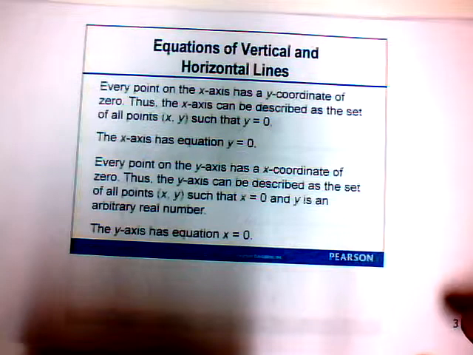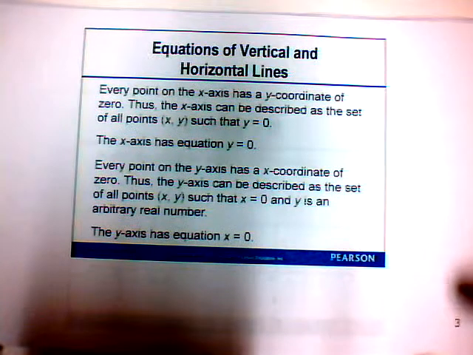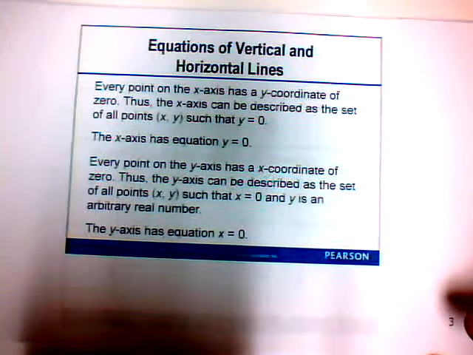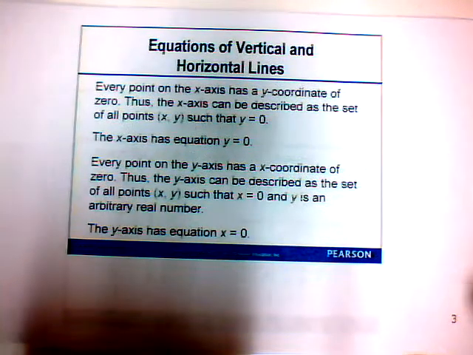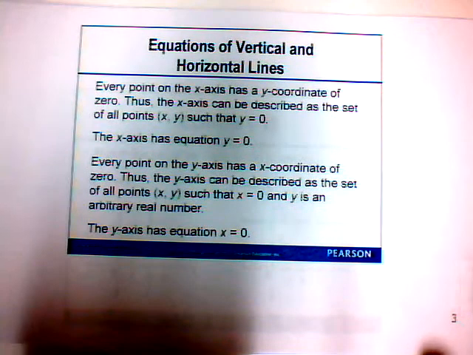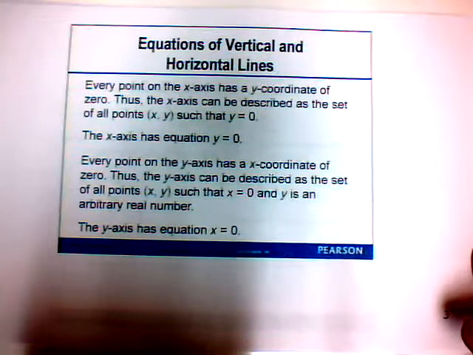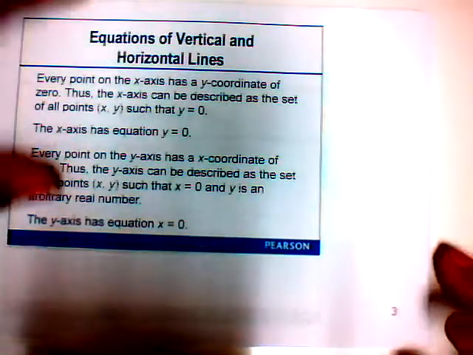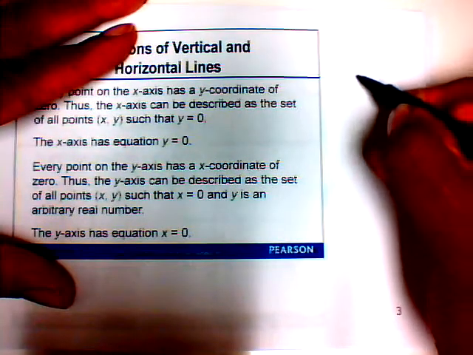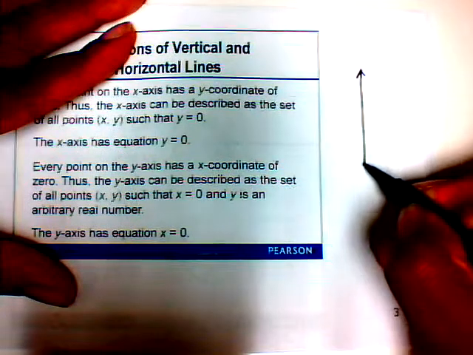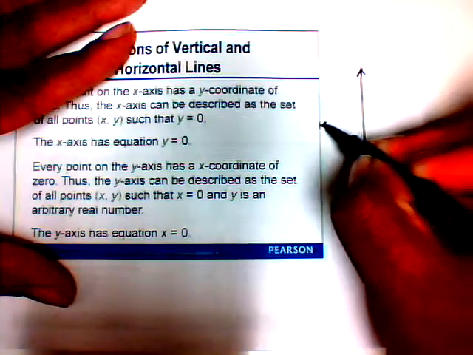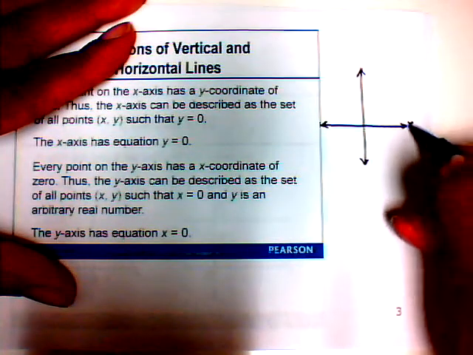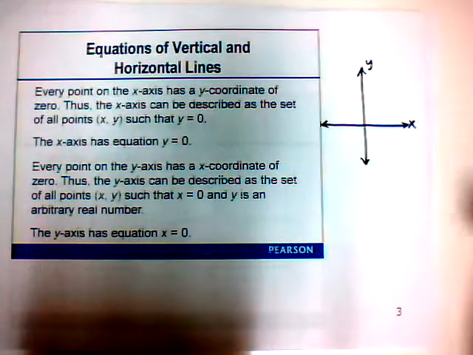We'll look at equations of vertical and horizontal lines. Every point on the x-axis has a y-coordinate of 0. Thus, the x-axis can be described as the set of all points (x, y) such that y is equal to 0. So the x-axis will have the equation y = 0 because that y-coordinate is going to be 0. So in this case here, let's say I draw the x and the y-axis of our Cartesian coordinate plane.